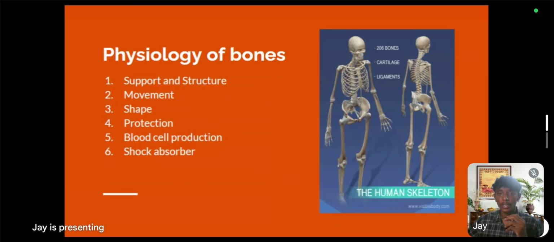So next, we have protection. Bones protect our vital organs. For example, the skull protects the brain, and the rib cage shields the heart and lungs. Another example is the vertebrae, which safeguard the spinal cord.